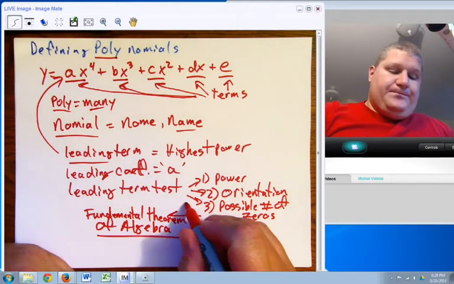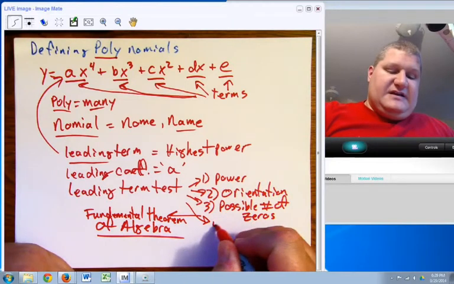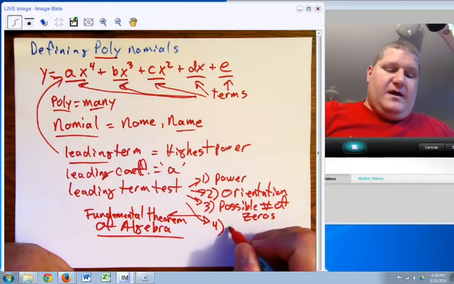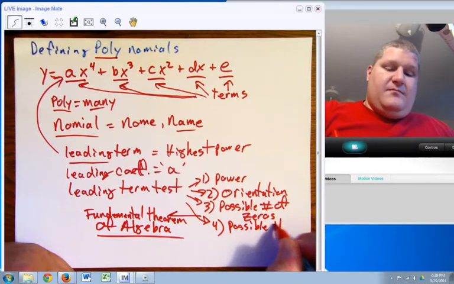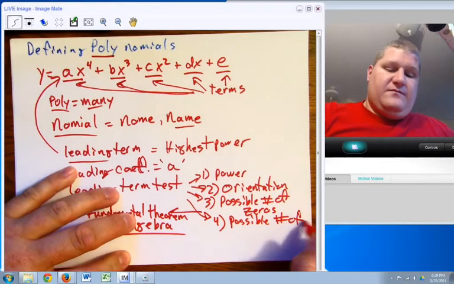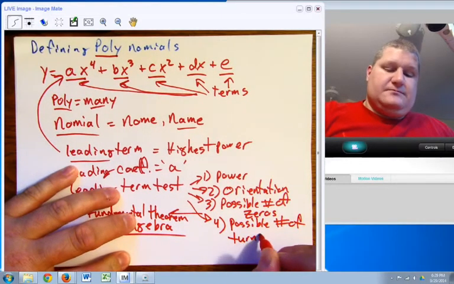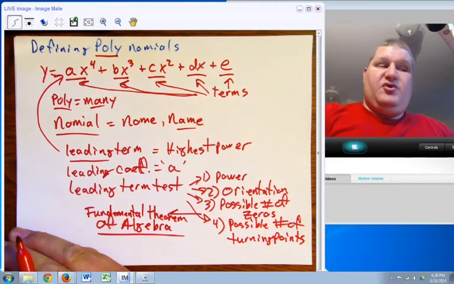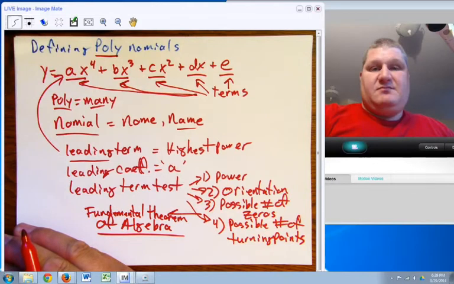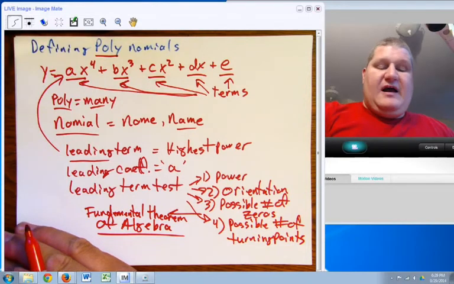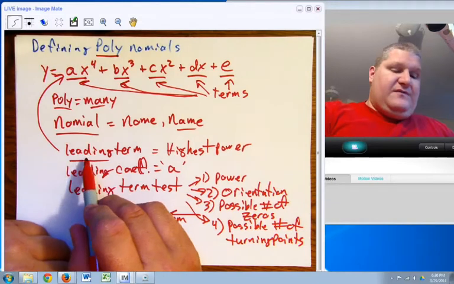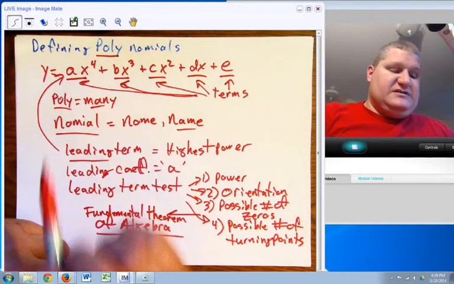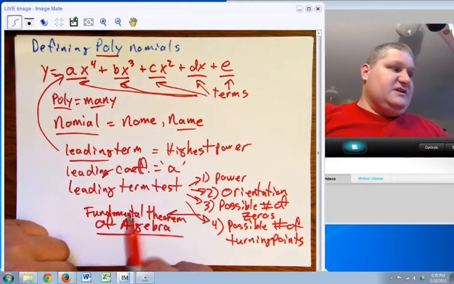Also, the leading term test gives you the possible number of turning points. Possible number of turning points, but again, it's only a possible number. It's not an exact number. We'll have to do a couple other things to determine that. But all of this is based off the leading term, which is the term with the highest power, leading coefficient, leading term test.